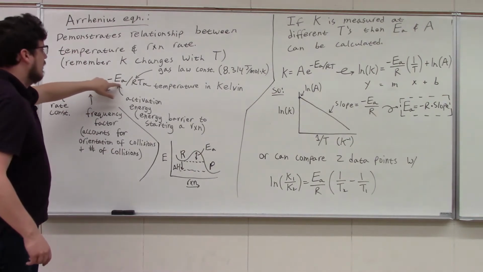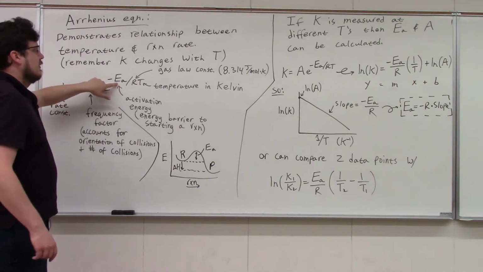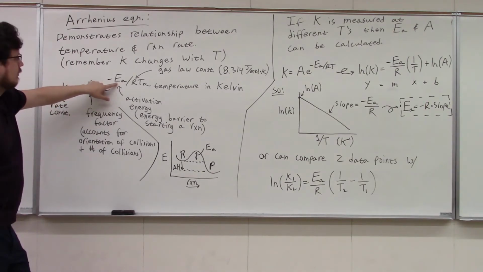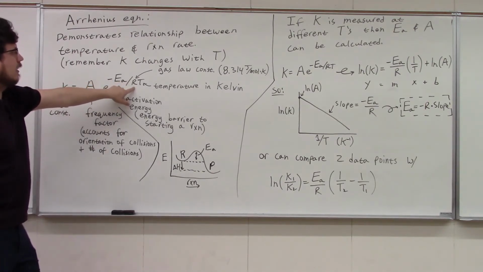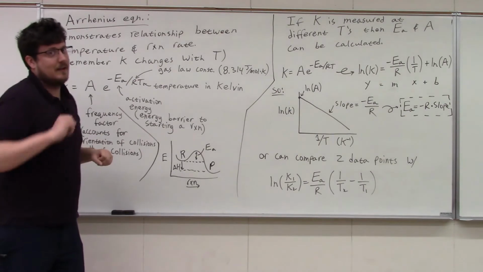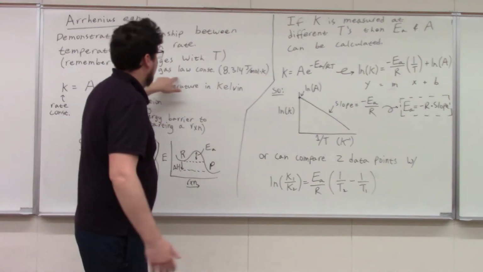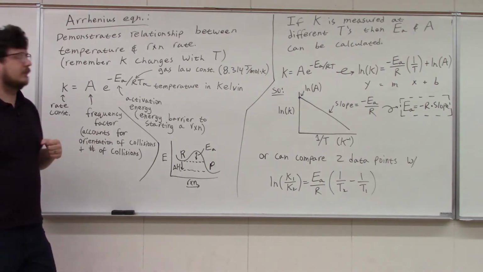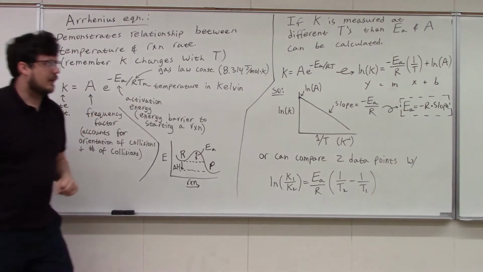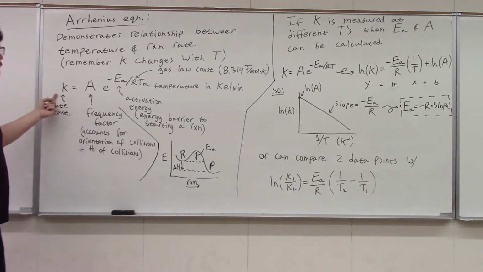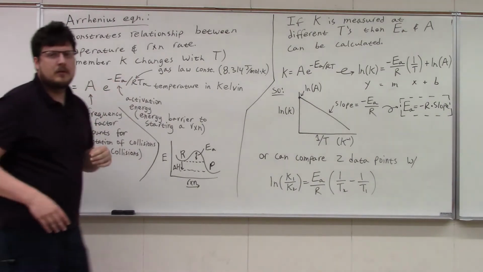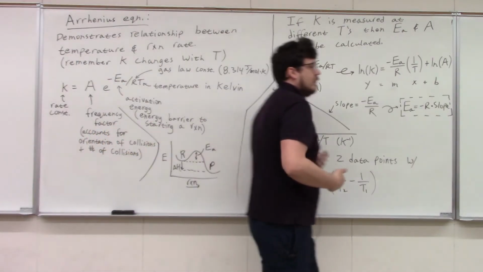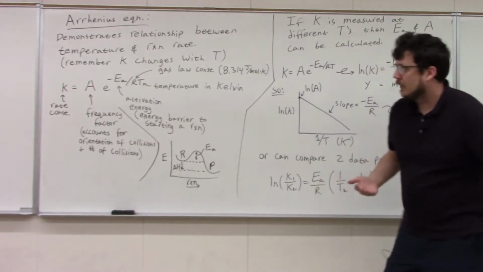All right, so we got negative Ea, our activation energy. And this usually has units of kilojoules per mole. And then we divide by R, the gas law constant again. I told you, it just shows up all over the place. And so we're going to use the 8.314 joules per mole Kelvin flavor of it. And then T is temperature in Kelvin. So we've got our temperature, we've got our K. They are both in this formula that allows us to account for temperature's effect on reaction rate.